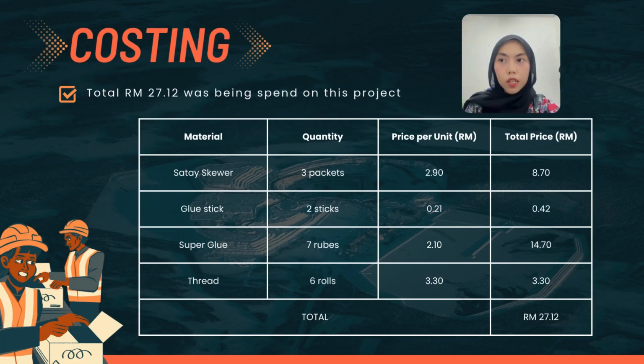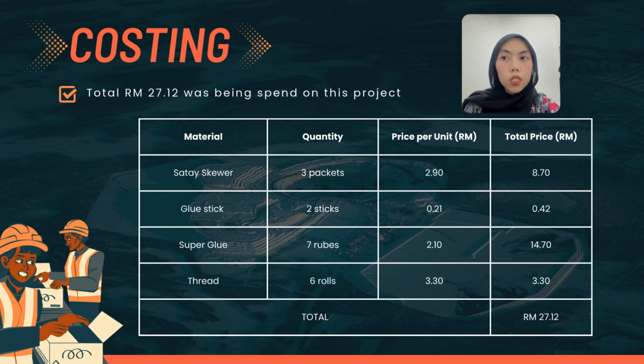My name is Nurin Kristina and I will present about the costing of our project. The total cost to complete this project is RM27.12. This includes all the essential materials required for construction as shown in the table. We used 3 packets of satay skewers priced at RM2.90 each, which total RM8.70. Then 2 glue sticks were used, costing 21 cents per stick, bringing the total to 42 cents.